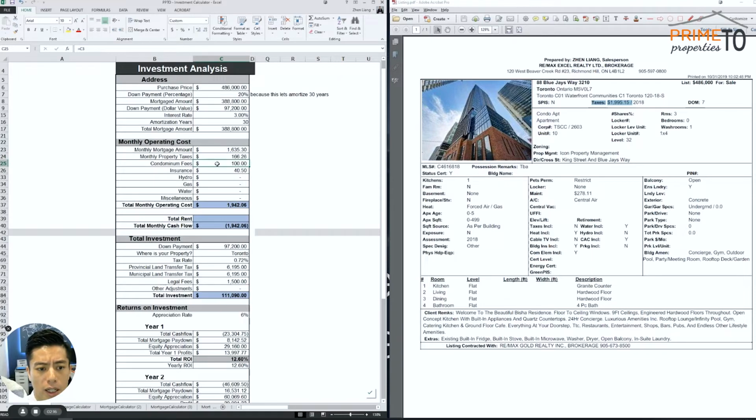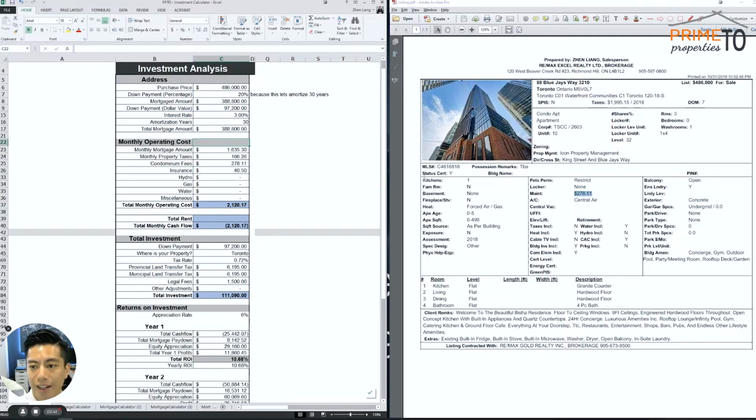Now then we add condo fees. The condo fees can be found here. Because this is a smaller unit, the condo fees are a little bit lower. That's what makes the cash flow work a lot better for these investments. So 278.11. Insurance here is automatically calculated for you. This is an overestimate, but this is generally what you should be paying each month for insurance. It's probably half of that, but I'm just going to overestimate.